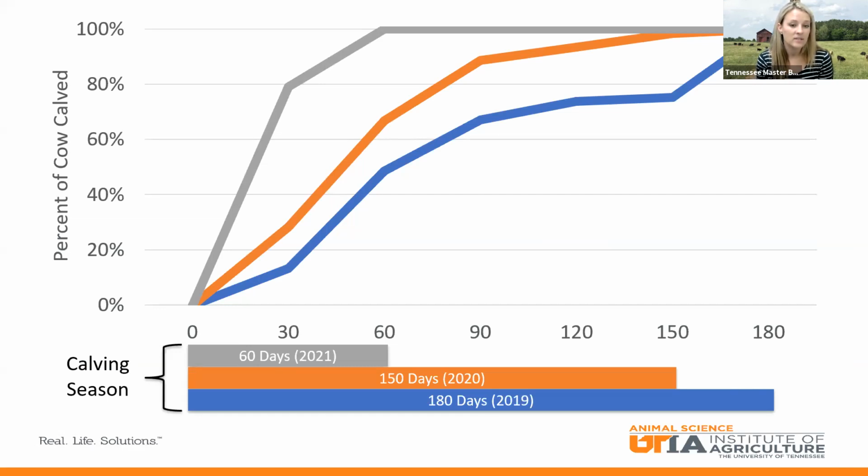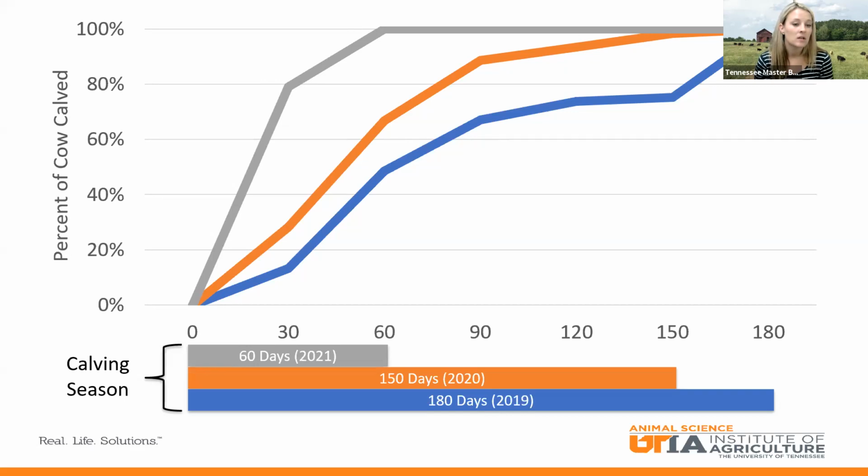So that blue line was the initial 2019 pregnancy check, and she was calving for about 180 days total. In 2020, we brought that down to 150 days total, with a bigger portion of them coming in 60 days, you'll remember. And then in 2021, brought it all the way down to 60 days.